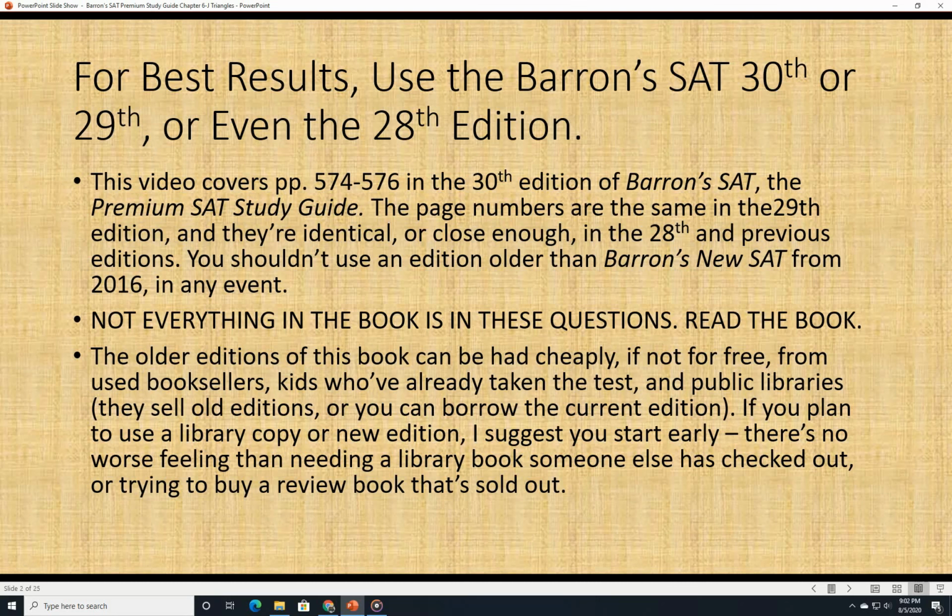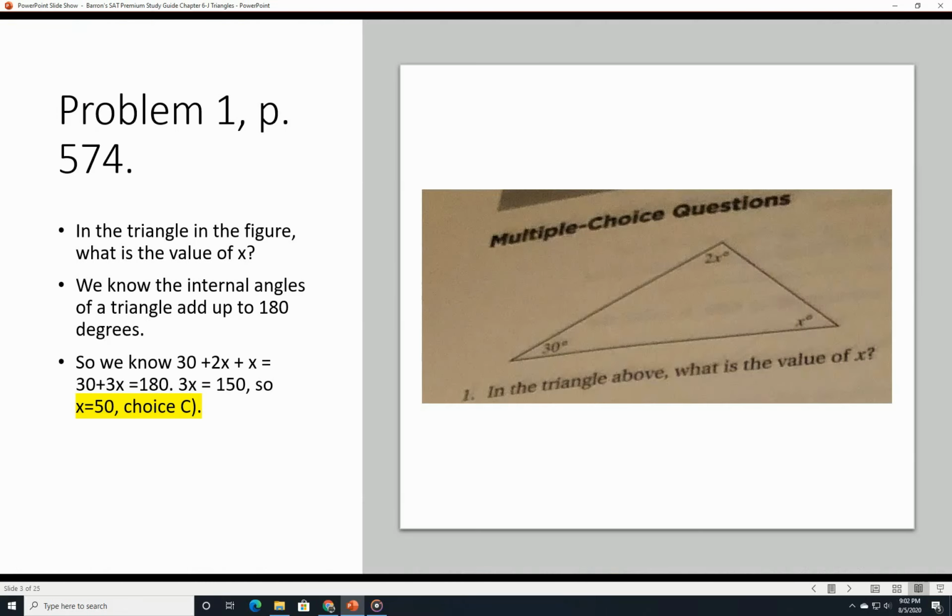The older editions of this book can be had cheaply, if not for free, from used booksellers, kids who've already taken the test, and public libraries. They sell old editions, or you can borrow the current edition. If you plan to use a library copy or a new edition, I suggest you start early. There's no worse feeling than needing a library book someone else has checked out, or trying to buy a review book that's sold out. So, let's get started.